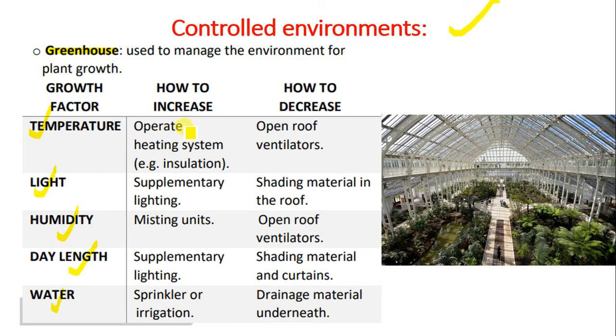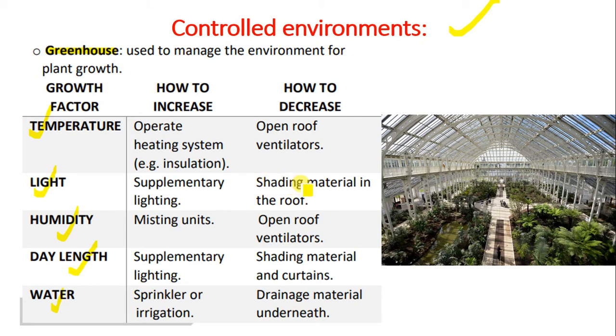So in this case, how do you increase temperature? You operate a heating system, for example insulation, and how do you decrease the temperature within the greenhouse? You open the roof and ventilators for the temperature to reduce. Then light, supplementary lighting will help to increase light intensity.